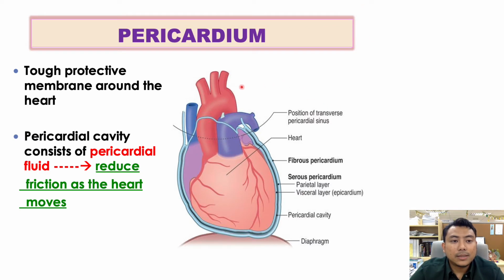So pericardium ni is a tough protective membrane around the heart. So fungsi dia untuk melindungi jantung tersebut. And the pericardial cavity consists of pericardial fluid to reduce the friction as the heart moves. Okay, remember, jantung kita ni akan berdegup kan? Dia akan berdegup dengan kencang. So each of the heartbeat tu, how to reduce the friction dengan organ-organ lain tu, dia perlukan pericardium dengan juga pericardial fluid ni. Kalau tak ada, so the friction is too high, so jantung ni akan mudah untuk rosak.